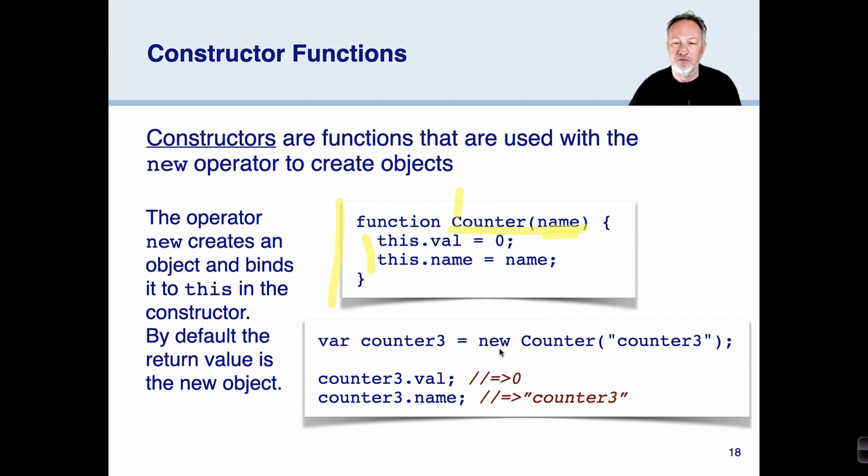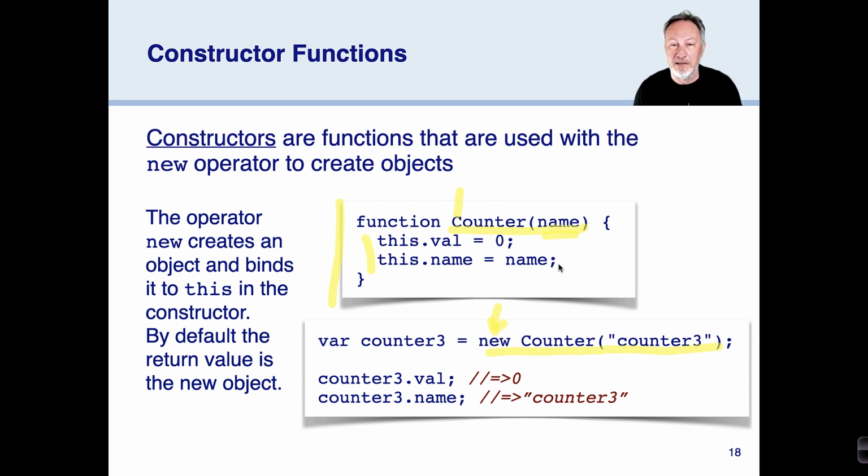Now how is the constructor used? It must be invoked like this: new Counter3. If by accident you forget to call new, then you will just be calling Counter as though it were a function. This can be disastrous. This will not create a new object. This will simply execute this code: this.val equals 0 and this.name equals name.